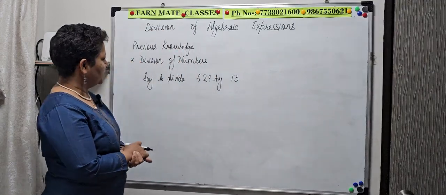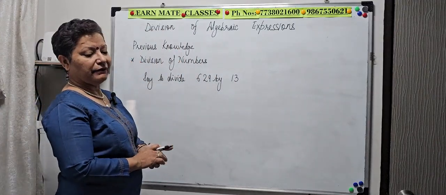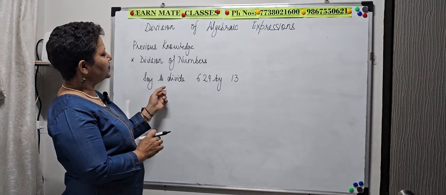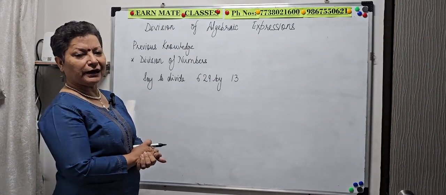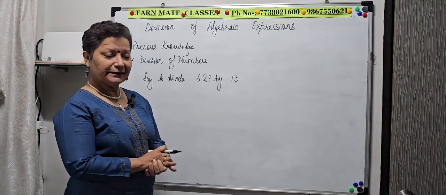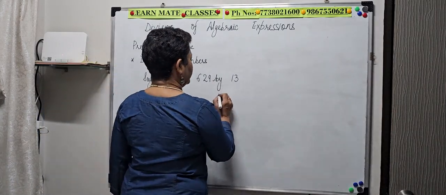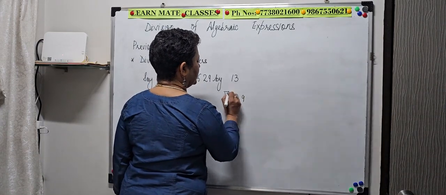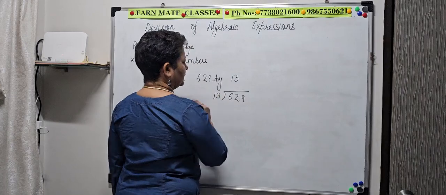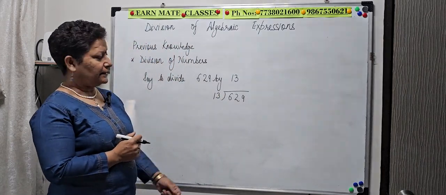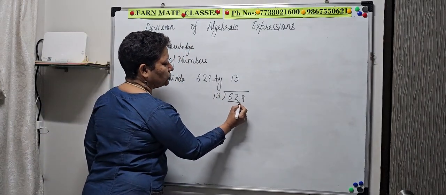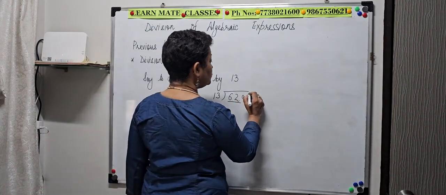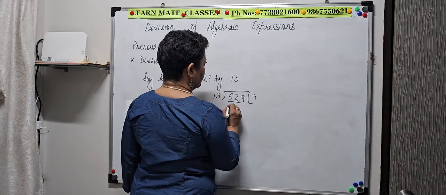So let's say previous knowledge, you should have a fair knowledge of division of numbers. Let's take a very basic example. I'm going to try and divide 629 by 13. I put 629 as my dividend and divide by 13. Now, how many times does 13 go in the first two digits? It goes 4 times, to give you 52.